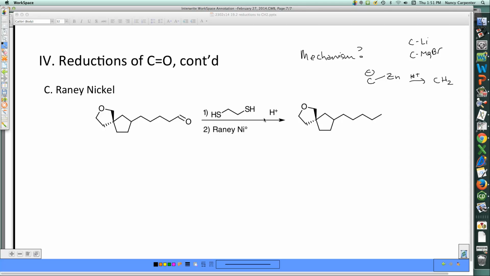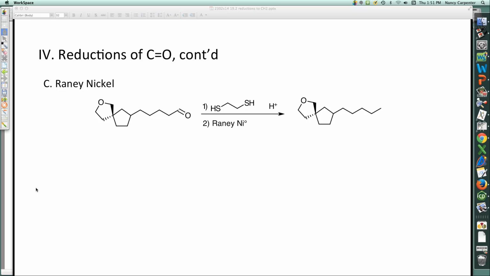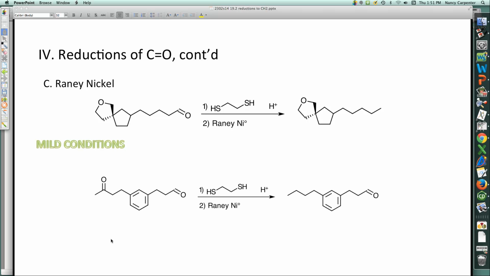And the only mechanism you need to know with the Raney-Nickel one is simply how the thioacetal is formed, and you already know that from Chapter 17 and 18. So the nice thing about the Raney-Nickel reaction is that it's really super mild. No harsh acid, no harsh base, no high temperatures. So it can be used in a variety of cases.